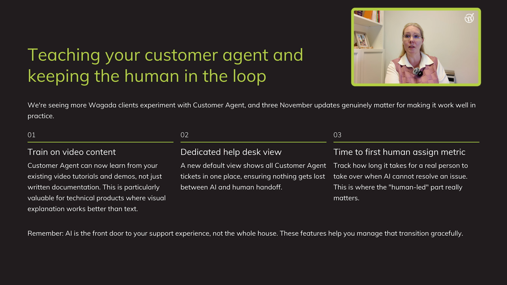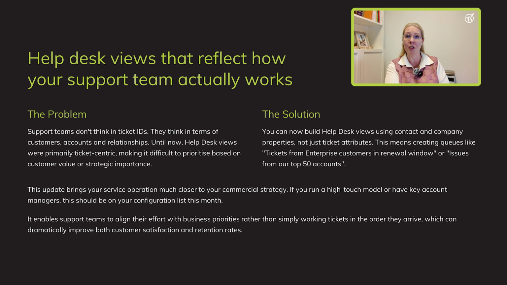That makes it much easier to keep an eye on where AI is helping and where humans need to step in. There is also a new metric called Time to First Human Assign. It measures how long it takes for a ticket to be assigned to a human for the first time. In a world where AI handles the first interaction, this is a very human measure of how quickly a customer reaches someone who can listen, think, and act. Help Desk views can now include contact and company properties as well as ticket fields, so you can prioritise your VIPs in key accounts more effectively.